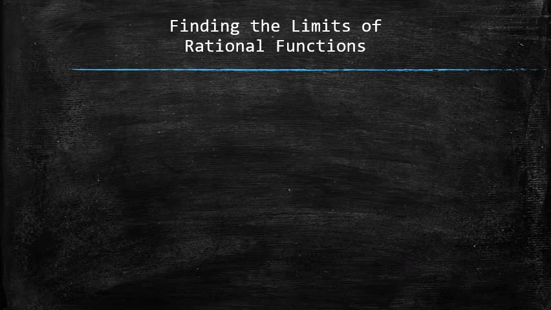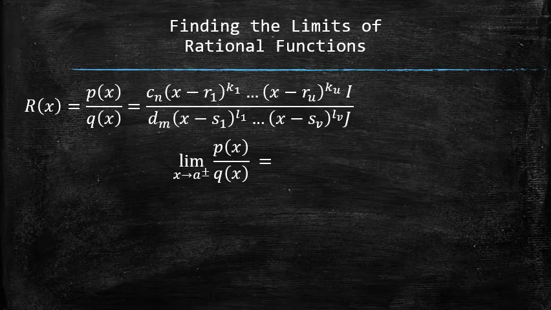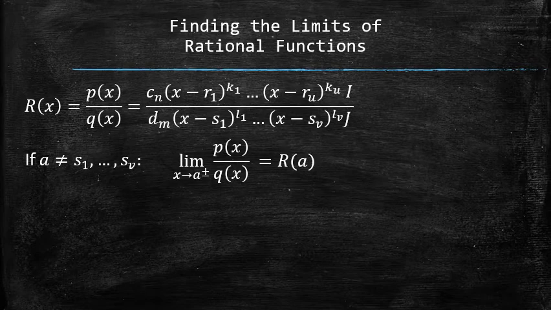So let's find the local limit of a rational function written in factored form. Recall that continuous functions approach their own outputs. Therefore, if the target value a is not equal to any of the zeros of the denominator, then the limit of the function is simply equal to the value of the function at that point.